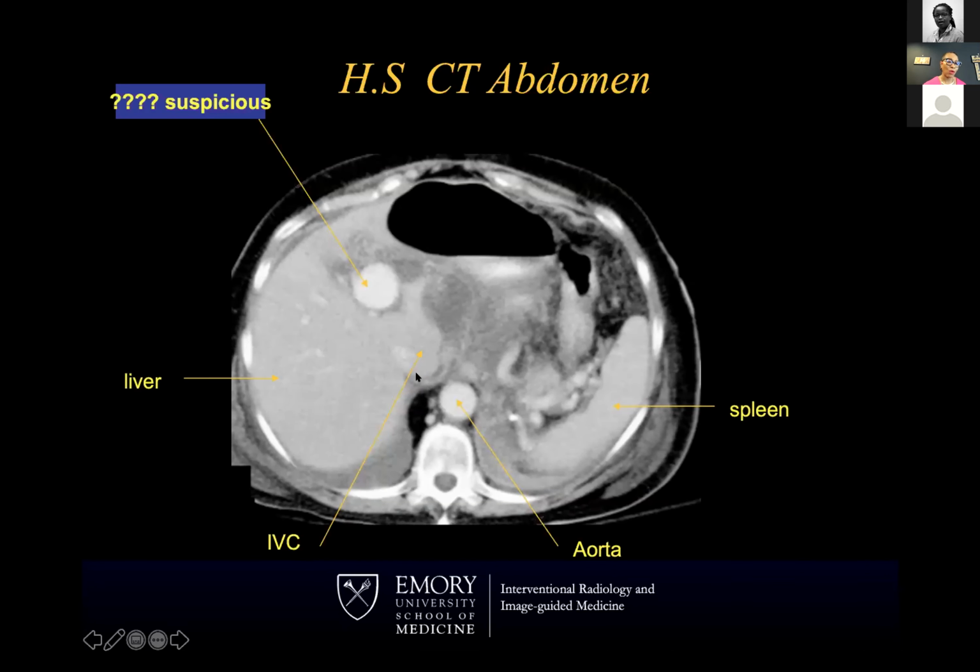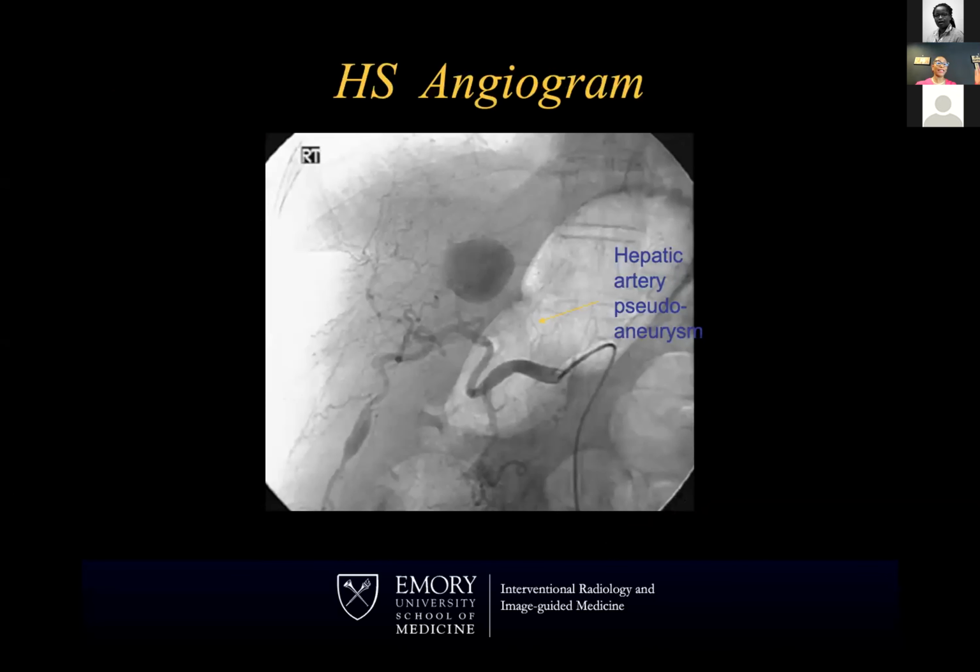What's the diagnosis? Okay, so I already put an arrow there. What do you think that round thing is in the liver? It is not a duplicated aorta, I hope not, or a duplicated IVC, but in the interest of time, put your answer in. It is a pseudoaneurysm. Perfect. So this is a hepatic artery pseudoaneurysm.